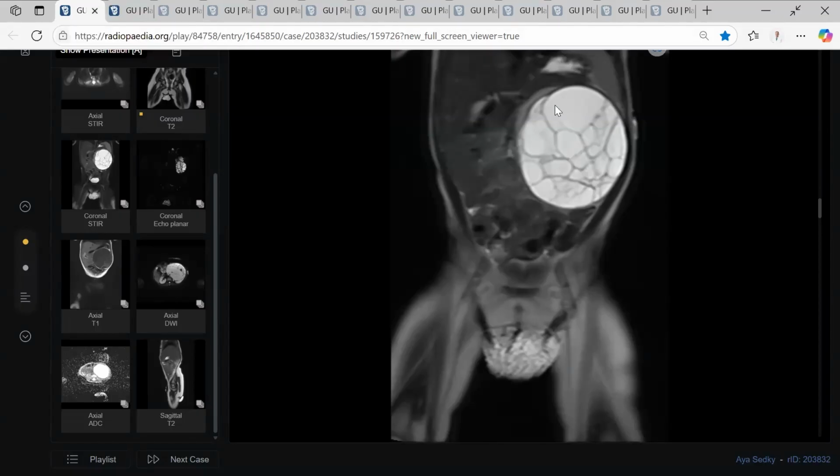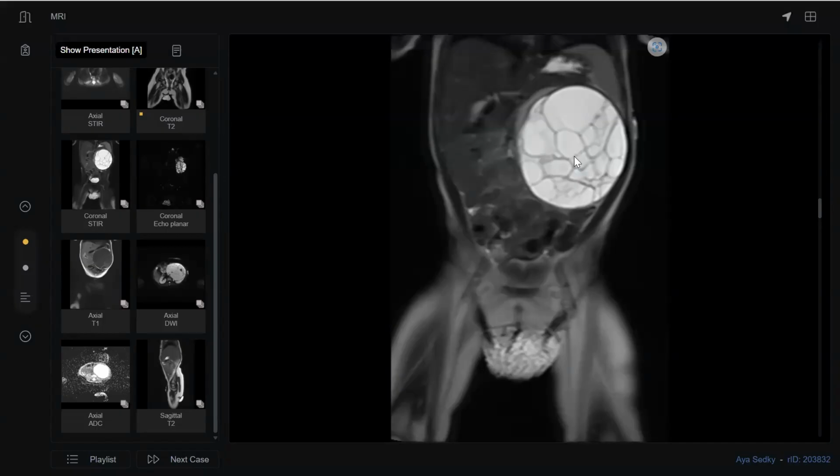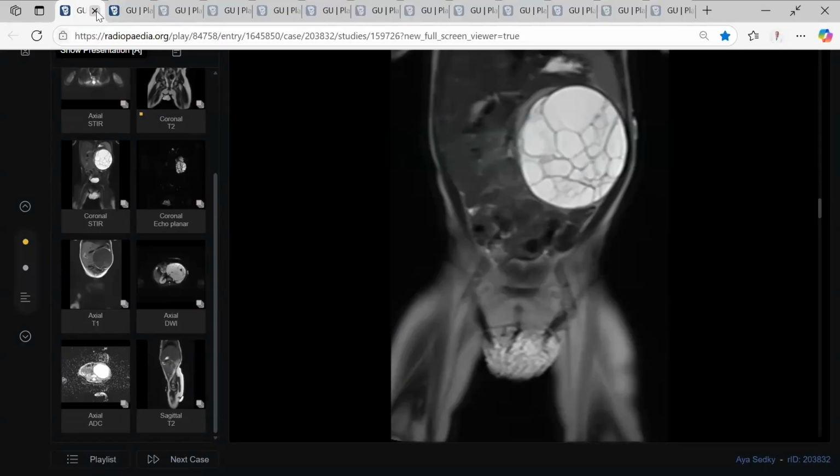Even the neuroblastoma, you can include here, no problem. But almost the neuroblastoma will not be cystic like this. It should contain calcification, and the other criteria that all of us know very well.